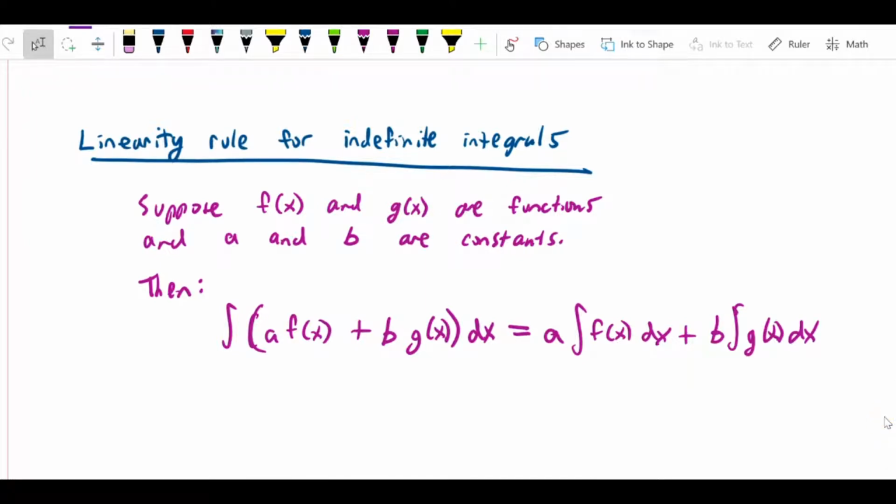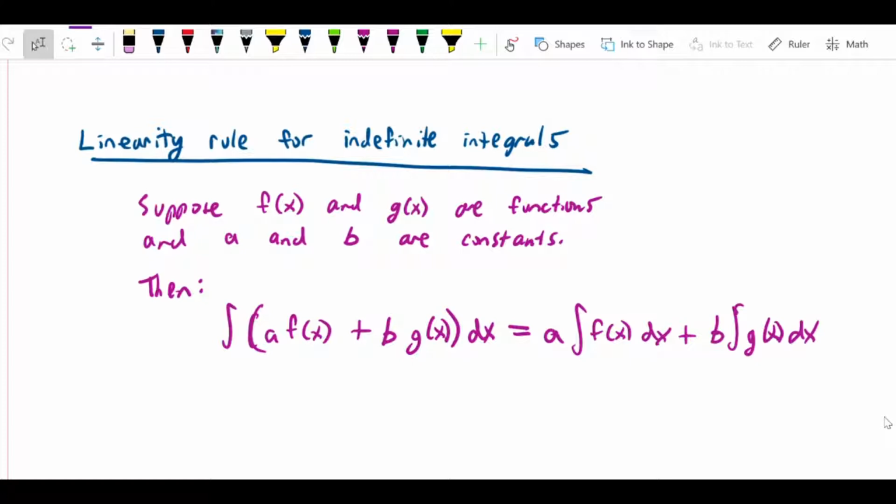Another important rule for how we find antiderivatives or indefinite integrals is the linearity rule. This works the same as the linearity rule that you learned for derivatives. I'm not sure if you remember that it was called the linearity rule, but hopefully this will look at least a little bit familiar.